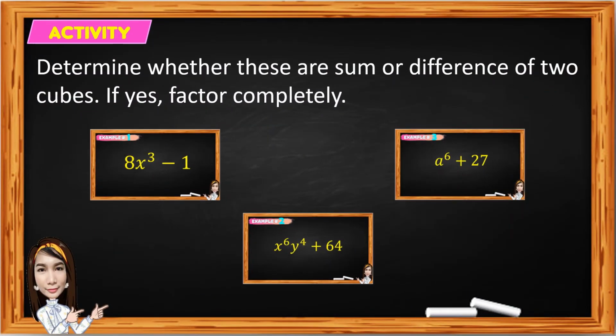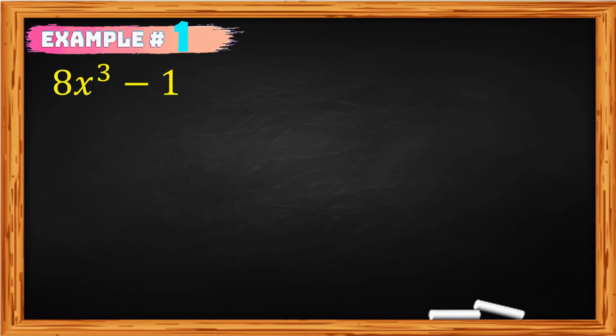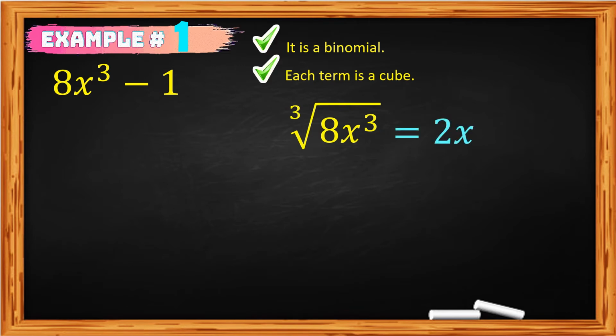Now for you to understand, let's have the first activity. Determine whether these are sum or difference of two cubes. If yes, factor completely. So let's have the first one, 8x cubed minus 1. Now let's see if the given satisfies the two conditions. First, it is a binomial. As you can see, it consists of two terms. That is yes. Second, each term is a cube. So 8x cubed is a perfect cube. 1 is also a perfect cube. So that is yes. The cube root of 8x cubed is equal to 2x. Cube root of 1 is equal to 1.